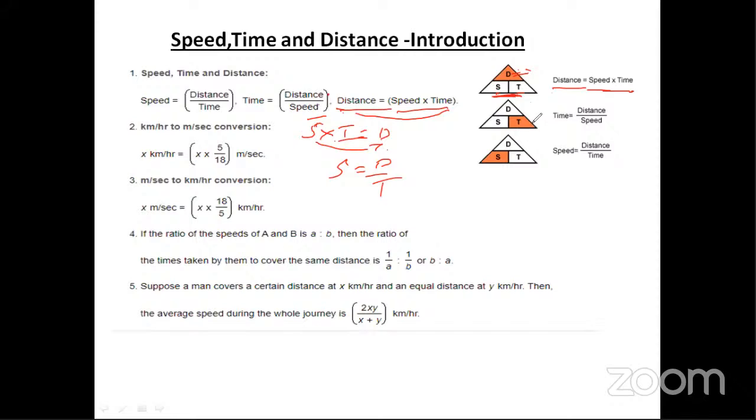When we need time, it means distance by speed. So time is equal to distance by speed. Same way, if we need speed, it's nothing but distance by time. That is, speed is equal to distance by time. So we are going to use this concept in today's session.